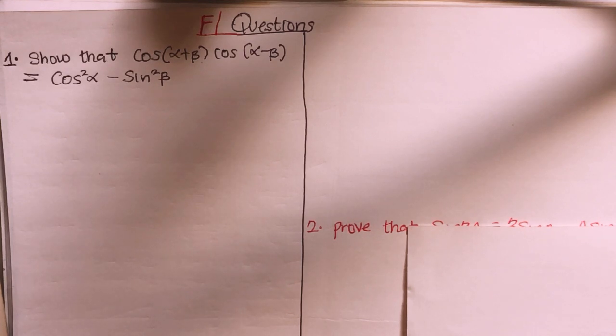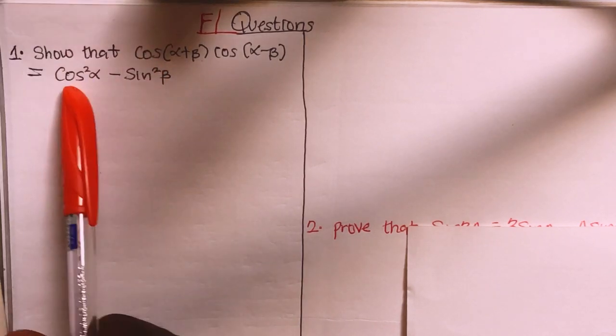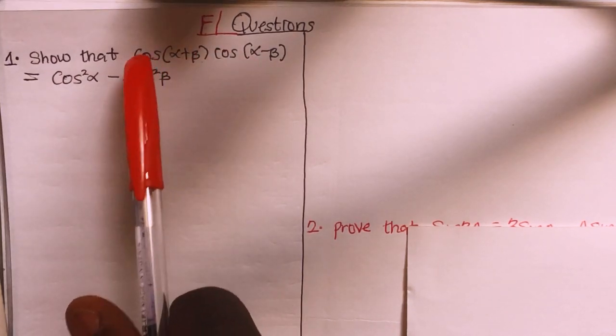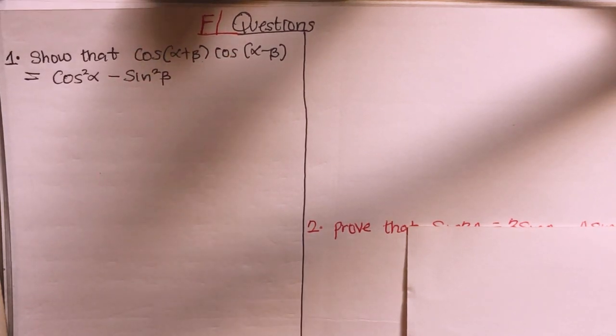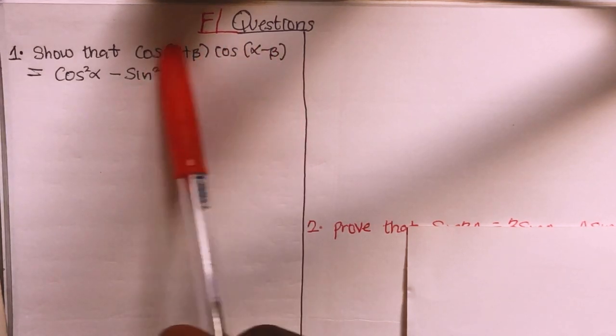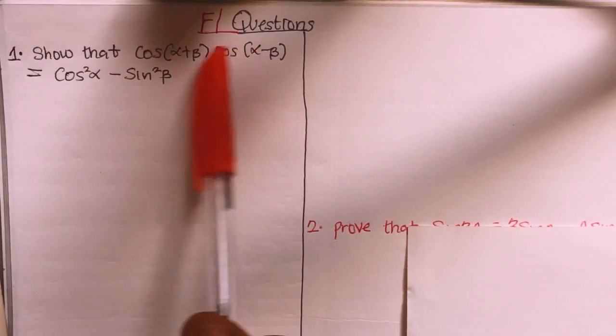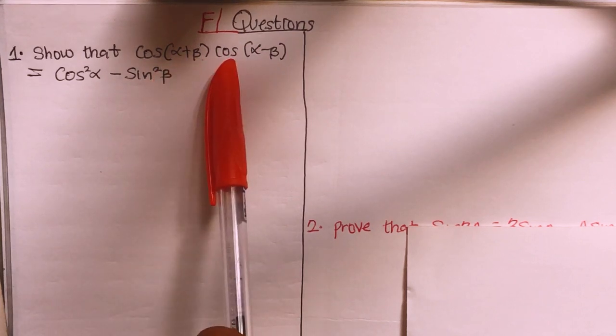Looking at this, I have been shown that cos(alpha plus beta) cos(alpha minus beta) is equal to cos square alpha minus sine square beta. You can choose to prove from this side or from this side, but I'm going to choose this side because I actually want to show you how to apply the identity on this, and this is the best way for me to prove it.